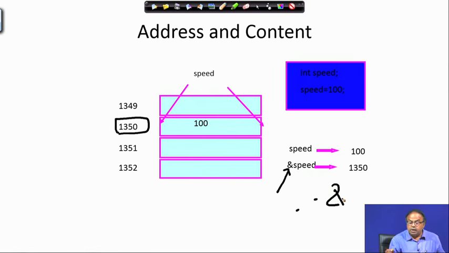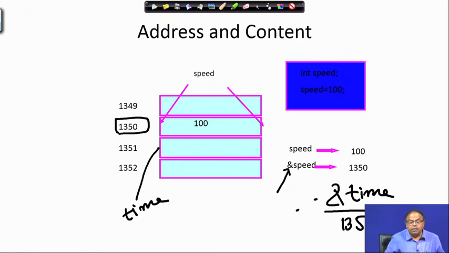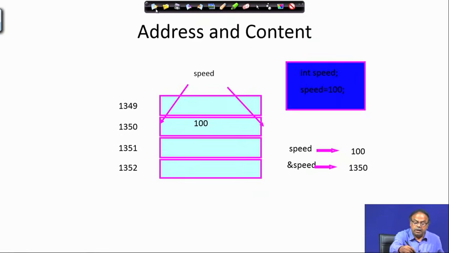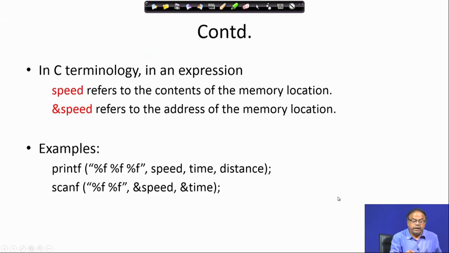Suppose here time is given here. If I just say &time, what will be returned? &time will be 1351, something of this sort. All right. So, that is another thing that we needed to understand, what is the purpose of this &. So, here in C terminology, speed refers to the contents of the memory location and &speed refers to the address of the memory location corresponding to the variable speed.